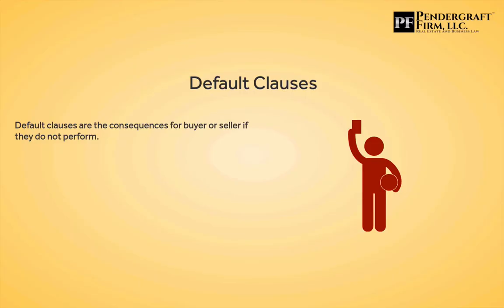Default clauses. A default clause sets out the consequences if a buyer or seller does not perform. The best example I can think of is if the buyer ends up not buying the property, or if the seller ends up not going through with the contract and decides not to sell the property.